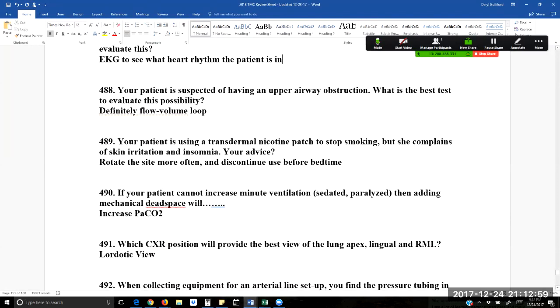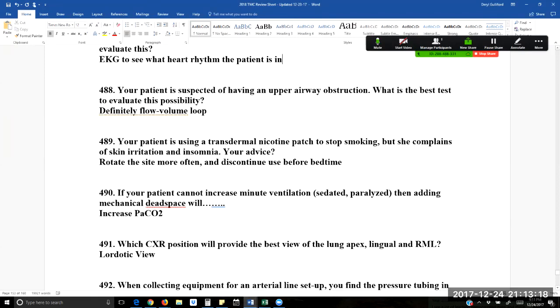488, your patient is suspected of having upper airway obstruction. What's the best test for that? That's a flow volume loop. The flow volume loop will tell you if they have an upper airway obstruction. The loop sort of squares off if there's an upper airway obstruction. There's a characteristic pattern to that.